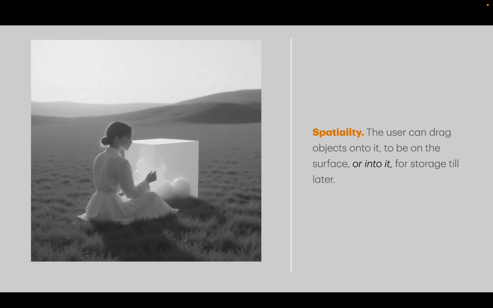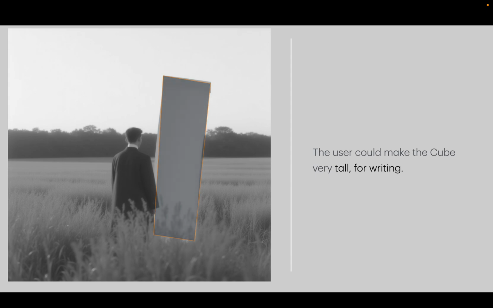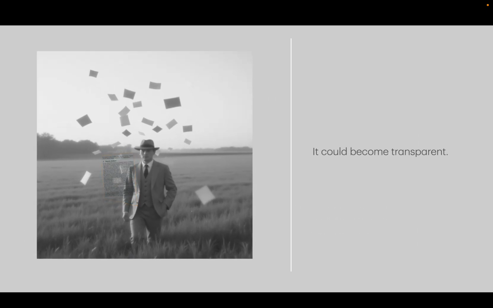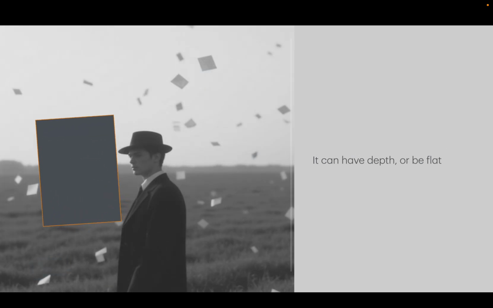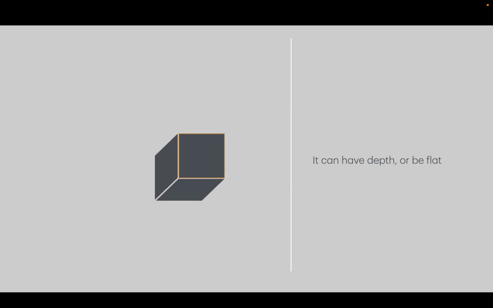The spatiality, which is of course the unique aspect of XR, is that the user can, for example, drag 3D objects or other objects onto it, like you would do a copy and paste, or into it, as you can see here with an exaggerated size, space, volume. They could make it tall for writing, or it could even become transparent. So the thing is, it can be flat when needed to, or it can have 3D volume.